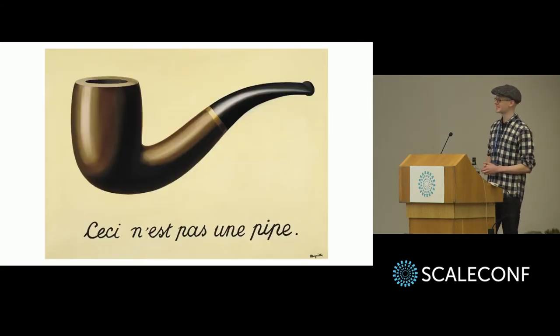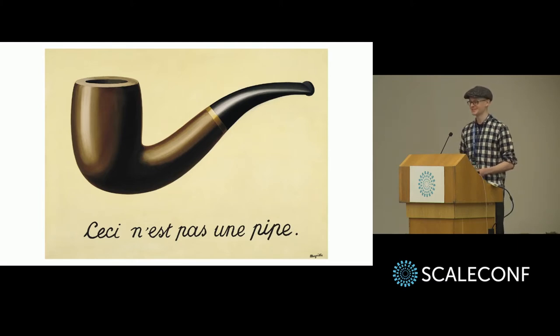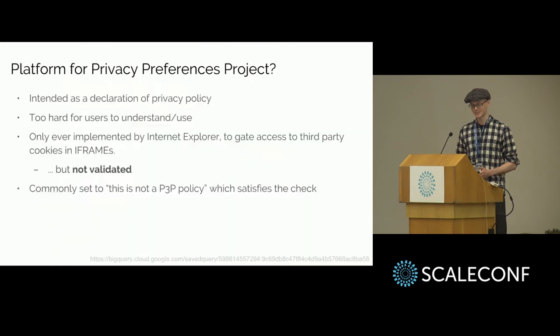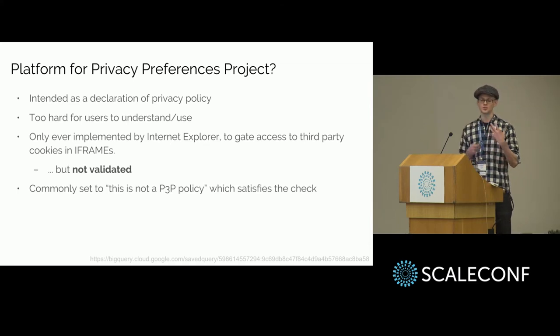So what's going on? There's a very interesting backstory to this. This header stands for Platform for Privacy Preferences Project, which is never a phrase I intended to say in a public forum, although I think I managed it. It's intended as a machine-readable declaration of privacy policy. So a site can provide, in a structured manner, data which a browser can then surface to the user in whatever way it chooses to express how that site is going to interact with their personal data.